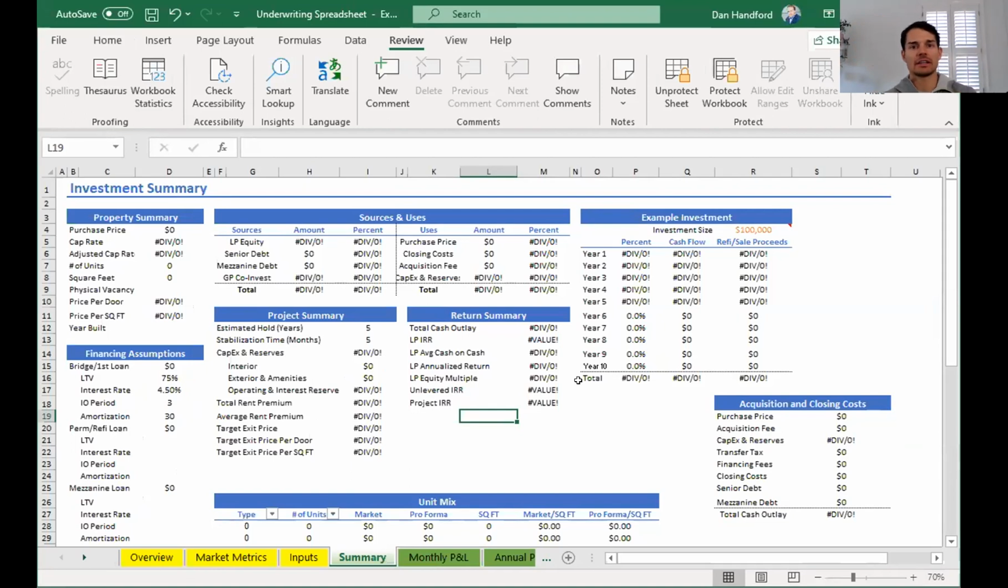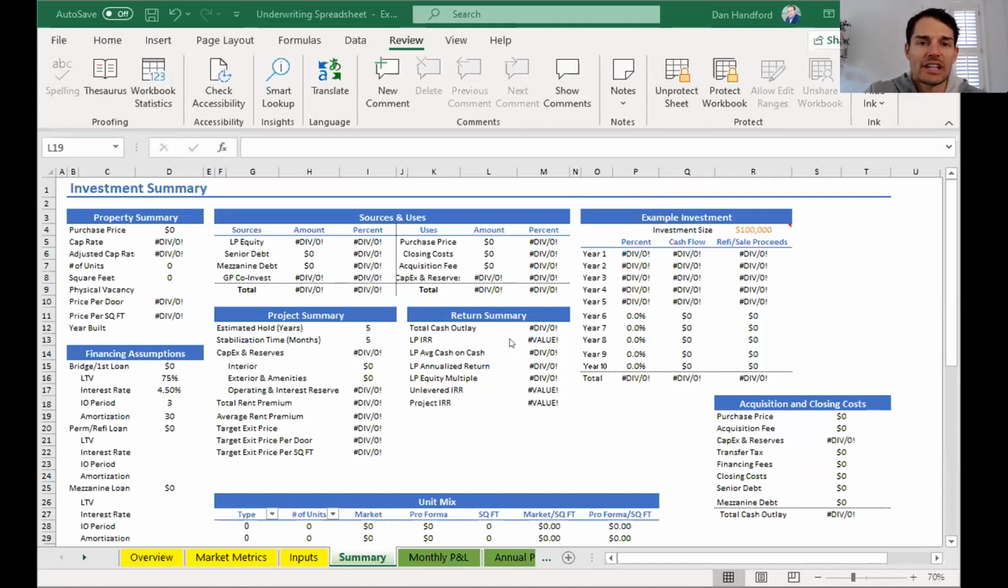And as a general partner, this is where we review the outputs of each deal. So we have a property summary, which tells us the purchase price or our target acquisition price. It gives us a cap rate that we're buying it at. We have the number of units, the square footage, the vacancy, the general property information. And then we have our financing assumptions.